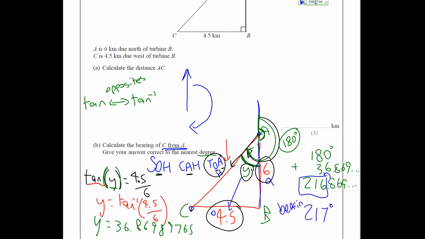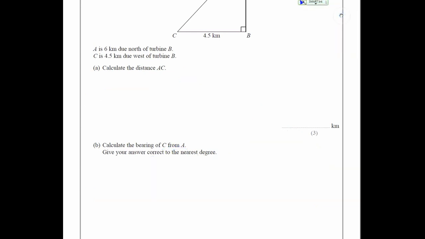Okay, some quite tricky questions on here, but there you go. We've figured it out. That's what we're trying to do. 4 marks.